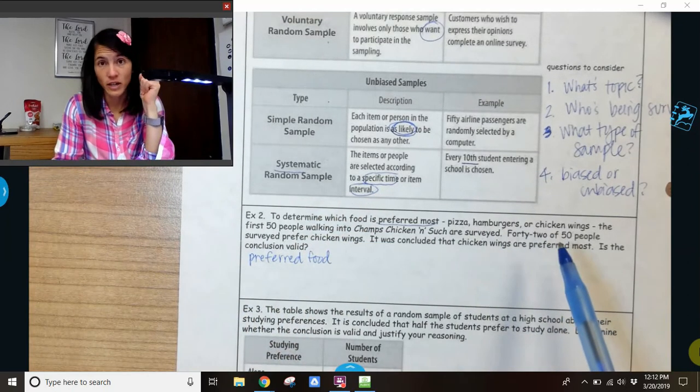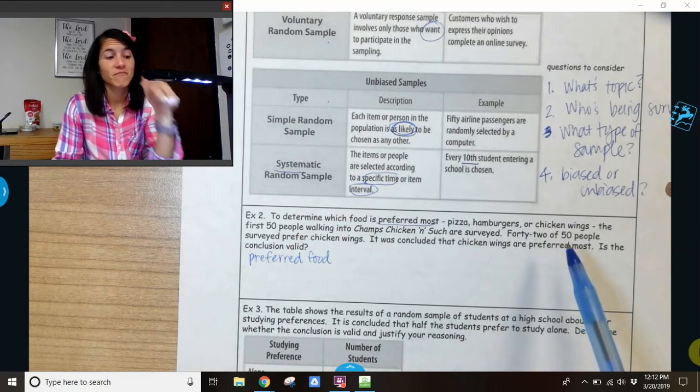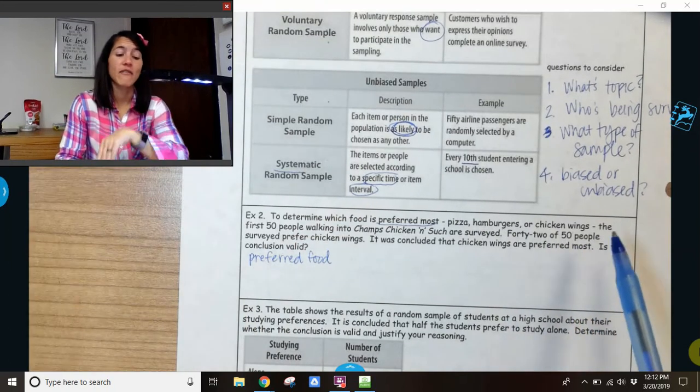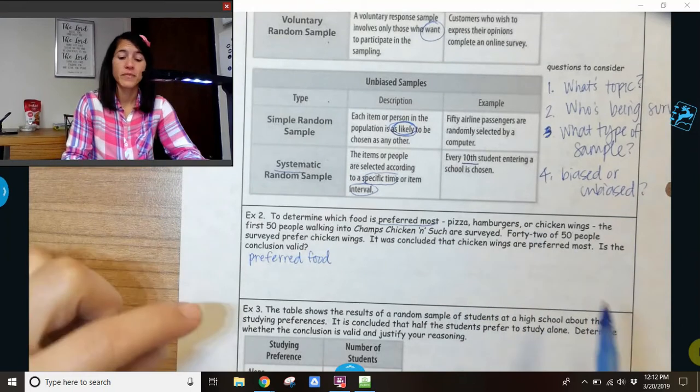Now, I love chicken wings. Give me some Parmesan garlic from Buffalo Wild Wings. I could chow down on some chicken wings. However, I love pizza more.